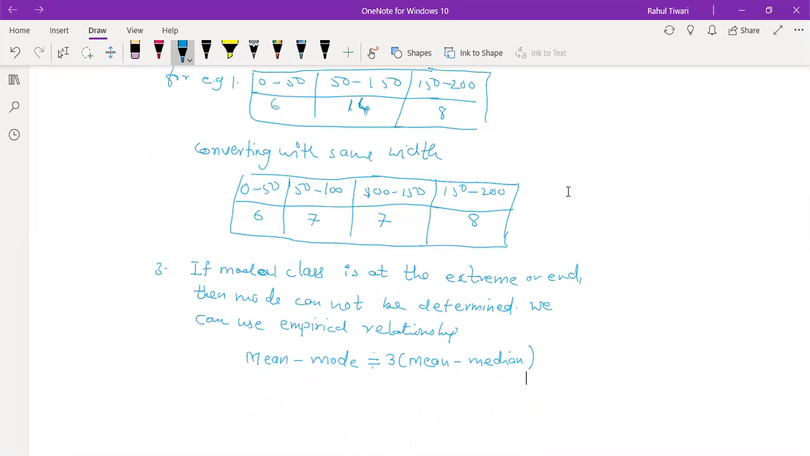Anyone having any question? Let me know. In the next class we will do problems based on mode as well as miscellaneous problems based on the entire unit. Okay, we'll see in the next class.